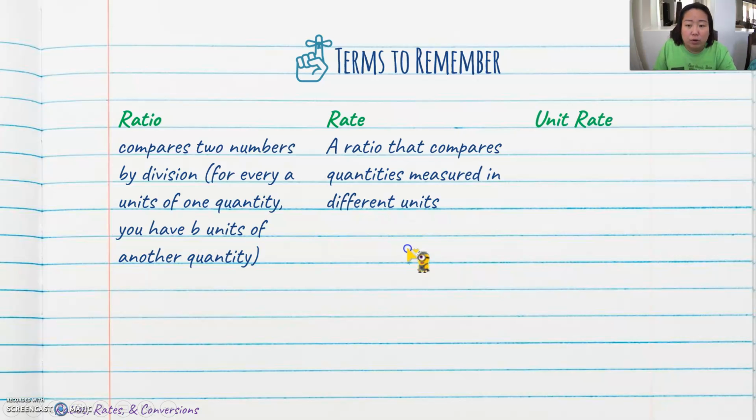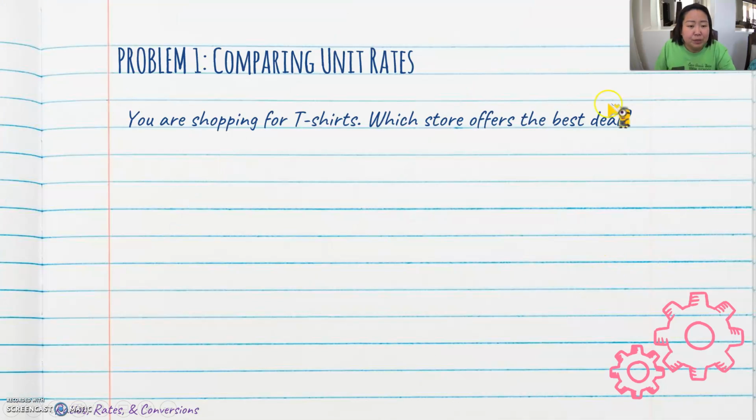And then a unit rate is a rate, so it's a ratio that compares quantities in different measurements, different units, and it has a denominator of 1. So let's say, for example, we have 1 foot is equal to 12 inches. So that is what we call a unit rate. Okay? So let's try to compare some unit rates.